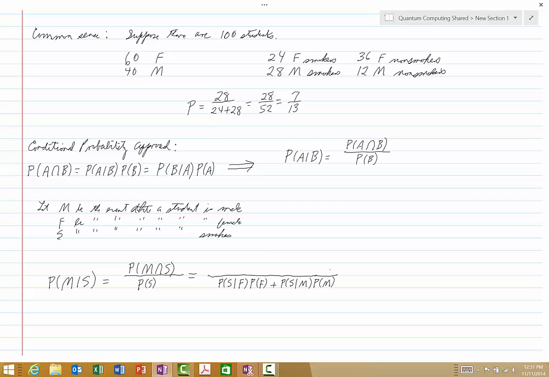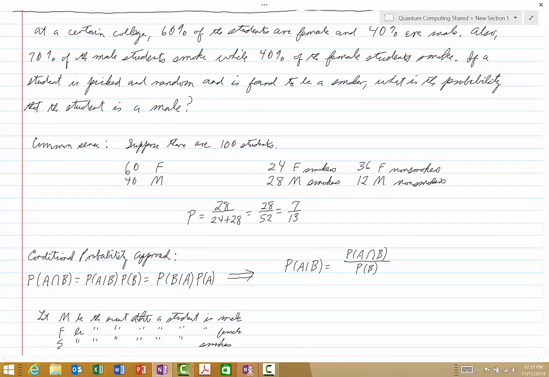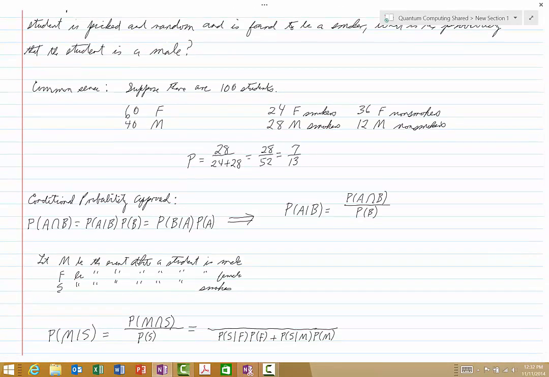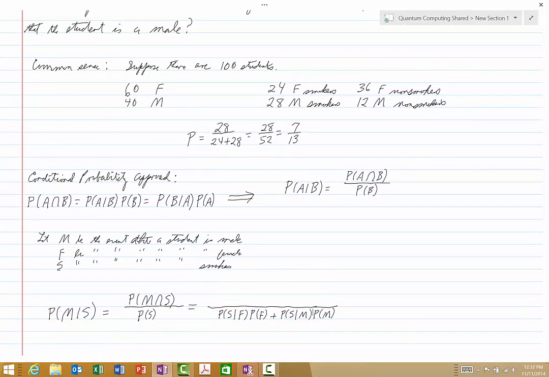But what about the expression in the top? The probability that the student is a male and a smoker. Well, that's a combination of two events, and we can't simply say that it's the probability that it's a male times the probability of a smoker, because that would imply that these are independent events, but they're not independent, because the percentage of smokers among males is different from the percentage of smokers among females. So how are we going to evaluate this expression in the top?